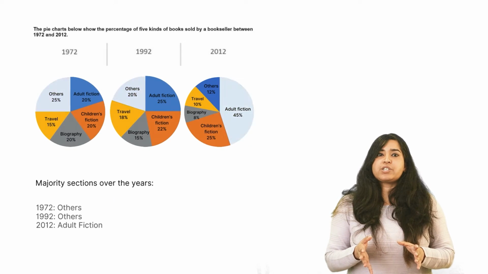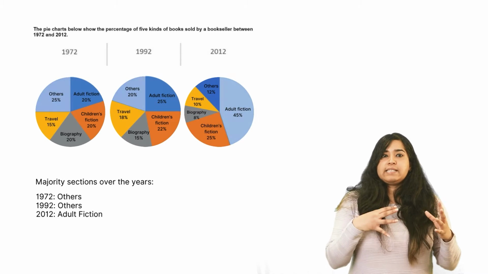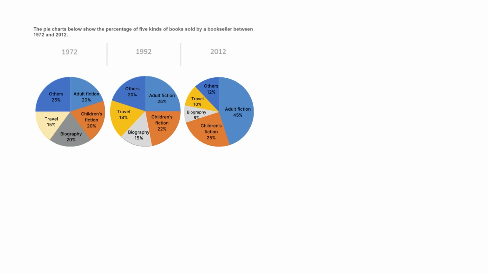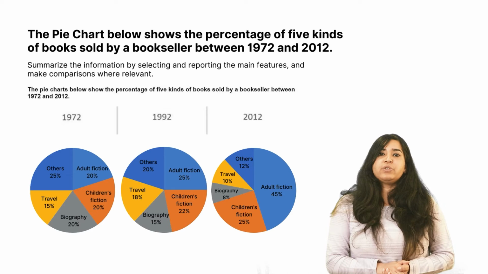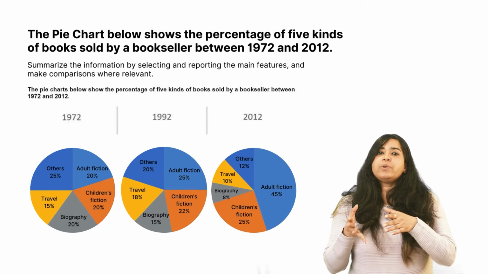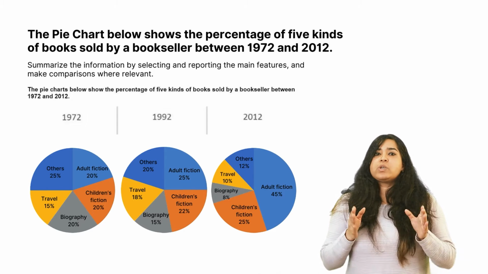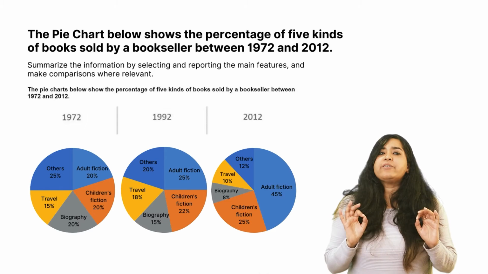Looking at the majority sections over the years, for 1972, we see that it's others. 1992, we also see it's others, and 2012, it's adult fiction. For the minority sections, we see... I can also see that the charts for 1972 and 1992 look fairly even. So working with the information we have and from the analysis, let's begin to write our essay. We'll start with our introduction, of course. Remember, we have to paraphrase the question.